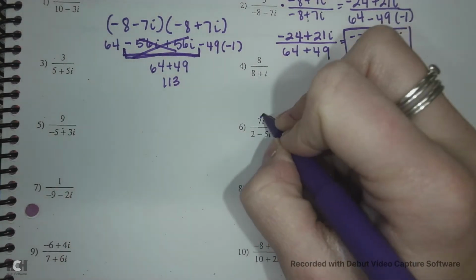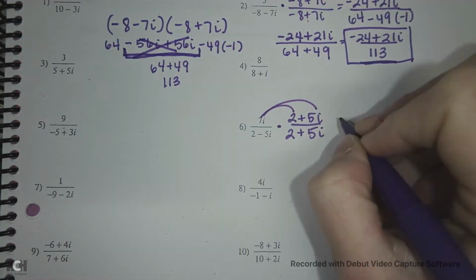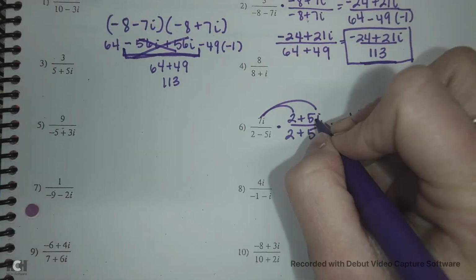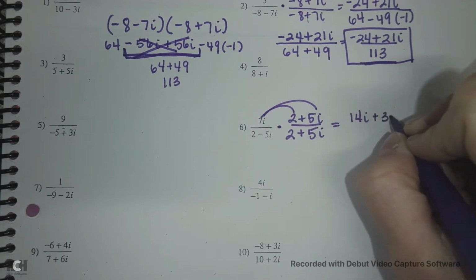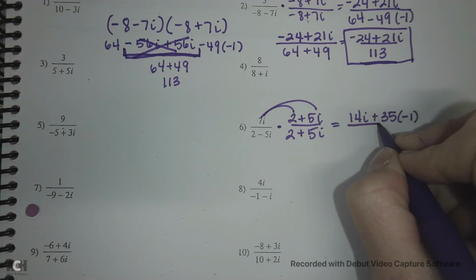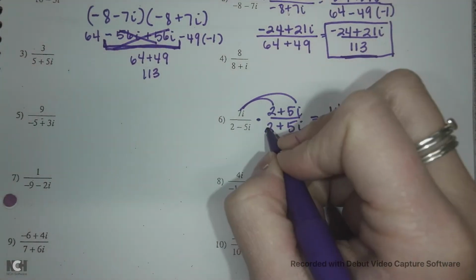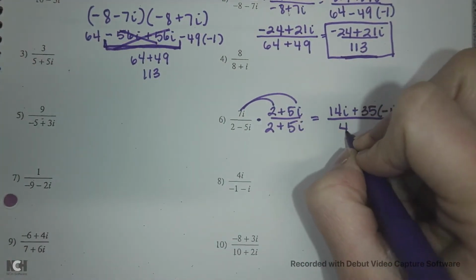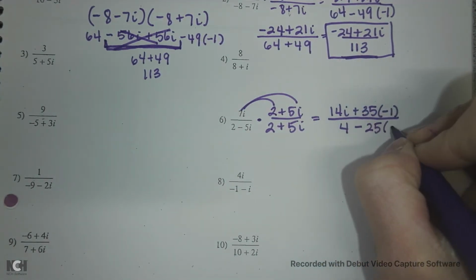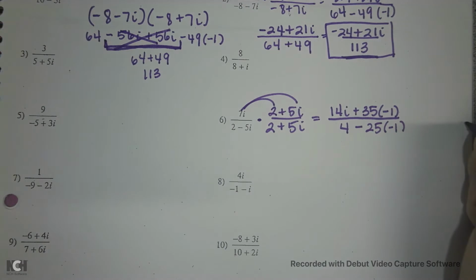On the top, I need to distribute my 7i to both my 2 and my 5i. 7 times 2 is 14i, and 7 times 5i is 35i squared, which is negative 1. On the bottom, I'm going to multiply my first terms. 2 times 2 is 4. Negative 5 times 5 is negative 25, and i times i is negative 1.